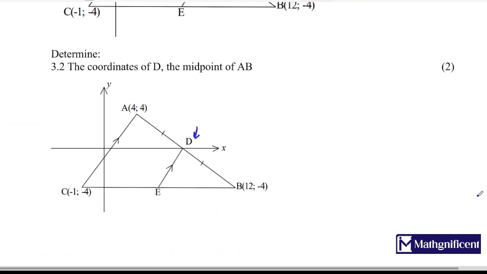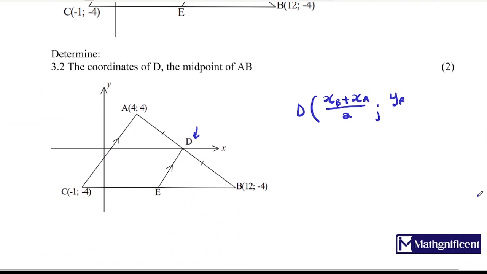We know that D here is a midpoint, so we say that D is (xb plus xa divided by 2, yb plus ya divided by 2), right? So this is what we use. And normally, remember, we use the letter M, but since now we know the letter of the midpoint here, which is D, we are going to use D here.